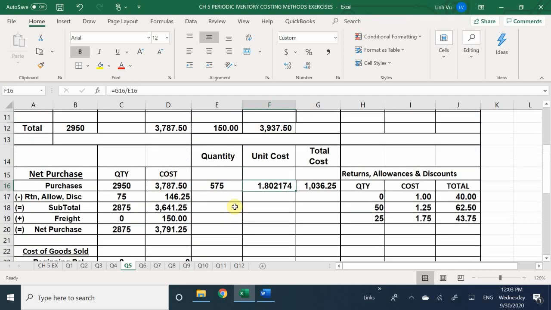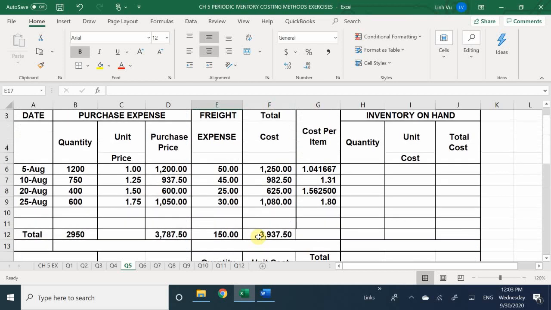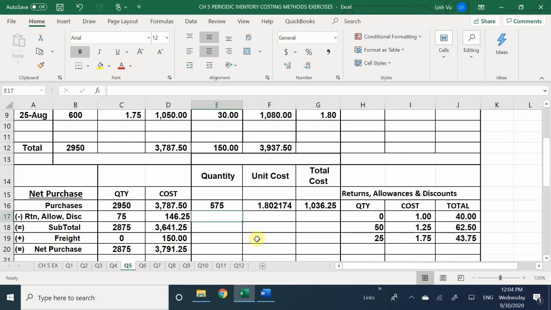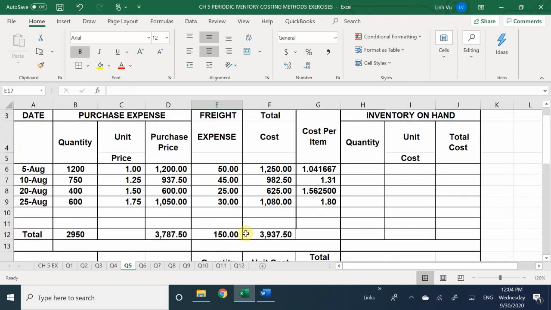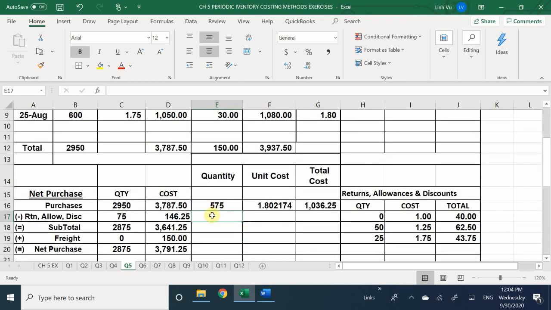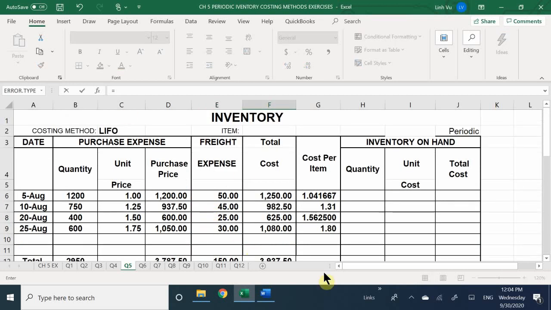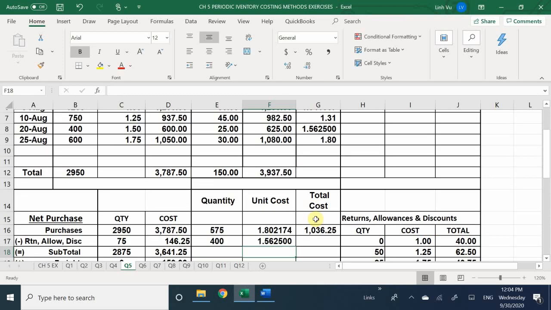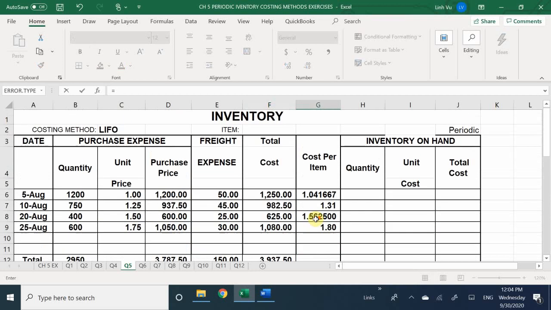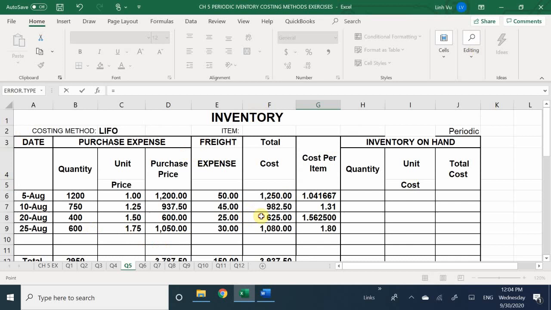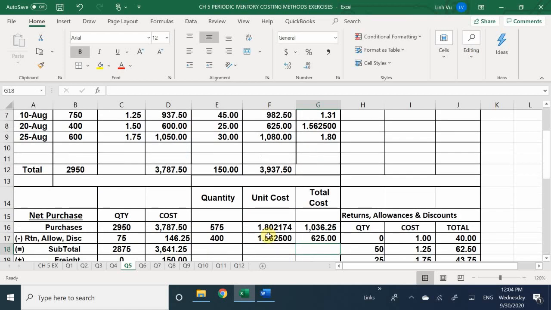Okay. So the next batch that we're going to be looking at is going to be our 400 batch for $1.50. Now let's look, did we make any returns or any refunds? No, we didn't. So we're good to go with that one. So in this case, for that one, we're going to take the full 400. And since we know we're taking the full 400, we are going to take it for the entire amount of the $625.